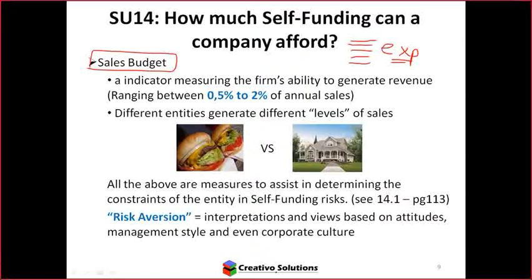Do you agree? Okay, the first line item is the line item that covers all the expenses, right? Yes. Okay, so which is the most important line item to analyze? The sales. And that's why companies place a huge emphasis on sales, because the sales actually allow the business to operate. Great. Okay, so an indicator measuring the firm's ability to generate revenue. If firms are capable of generating more revenue, can they afford to self-fund more risks?